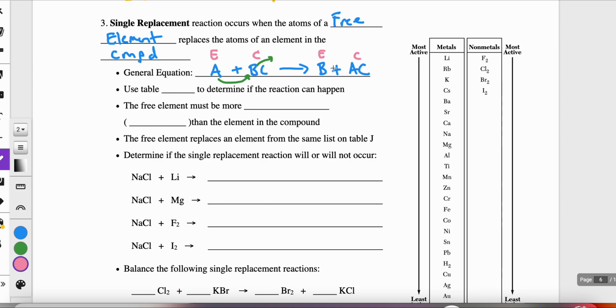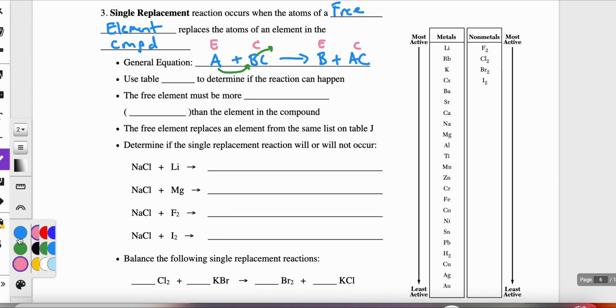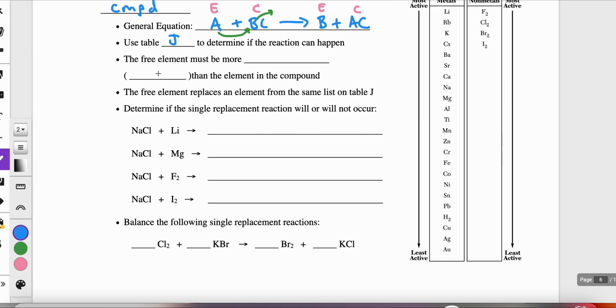Now, does every free element react with every compound? No. So you will need to learn to use your Table J to determine if the reaction can actually happen. So I have a clip of your Table J here in the notes. One list is made up of metals, or things that are to the left-hand side of the stair step on our periodic table, and the other list is non-metals, things to the right. So here we go. Let's take a look here.